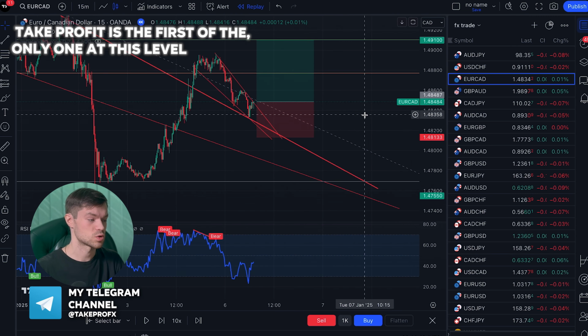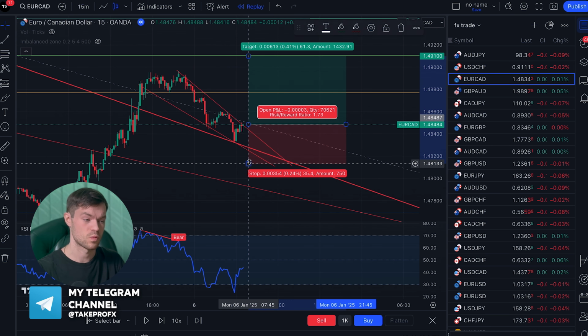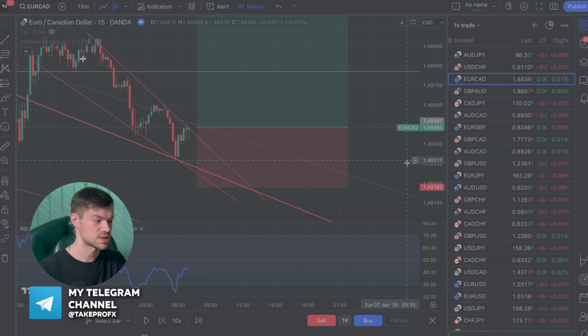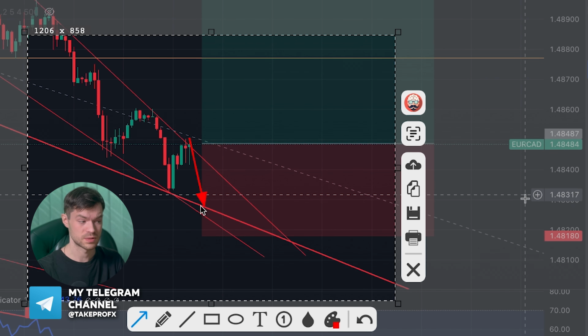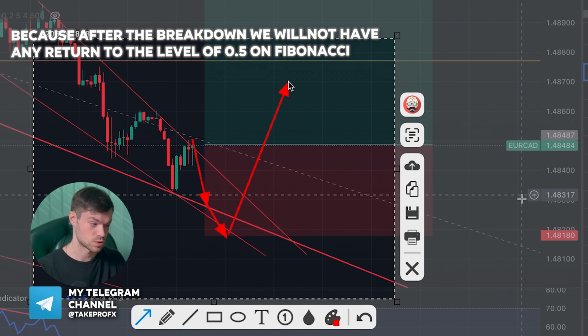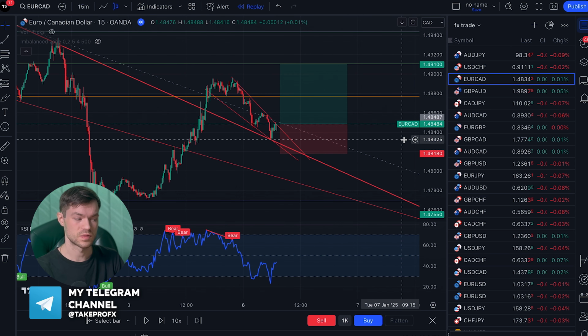So now we need to move the stop loss in such a way that the risk reward will be 1 to 2. Well, our stop will be at this level, which means that if we go back behind this trend line, our scenario will be cancelled, because after the breakdown we will not have any return to the level of 0.5 on Fibonacci. Most likely we will go further.